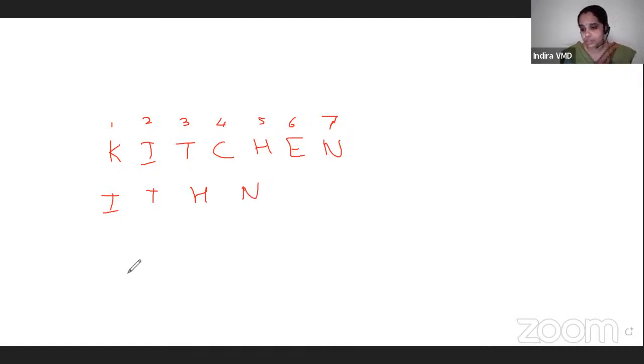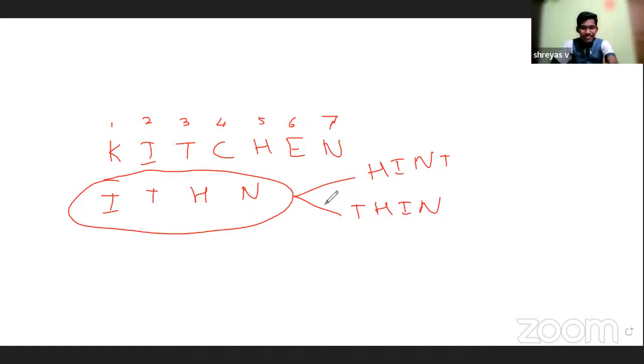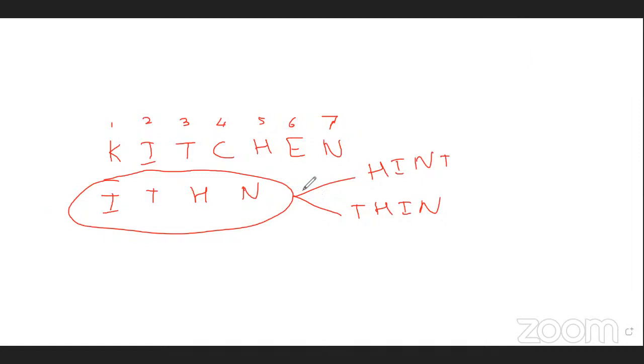ITHN. Okay. Now, what is the condition? These are the 4 letters. Now, the condition is you can use every letter only once. So, one is HINT, hint. And the other is THIN, thin. Okay, these are the only 2 words that can be formed. So, these are some of the, what do you call it, tricky or rather funny type of questions.